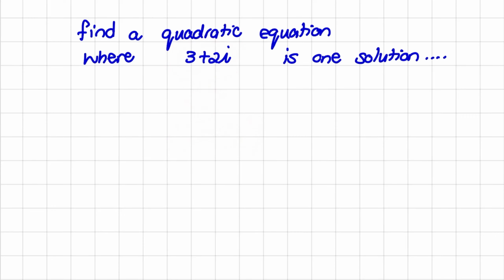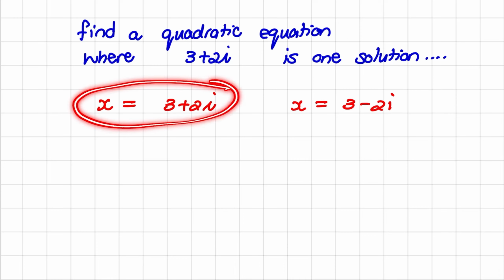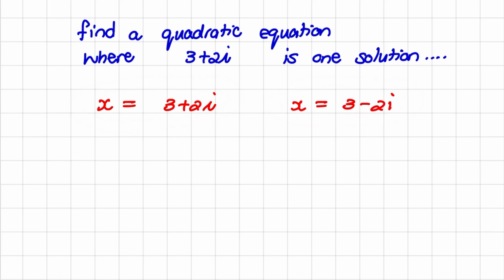So I have two possible solutions. So x would be equal to 3 plus 2i, and x would be equal to 3 minus 2i, the conjugate of our first solution. So if I want to find the quadratic equation, I will set both of these solutions equal to 0. That means we have x minus 3 minus 2i equal to 0, and that's our first set of brackets. And for our second solution, we have x minus 3 plus 2i equal to 0, and that's our second set of brackets.